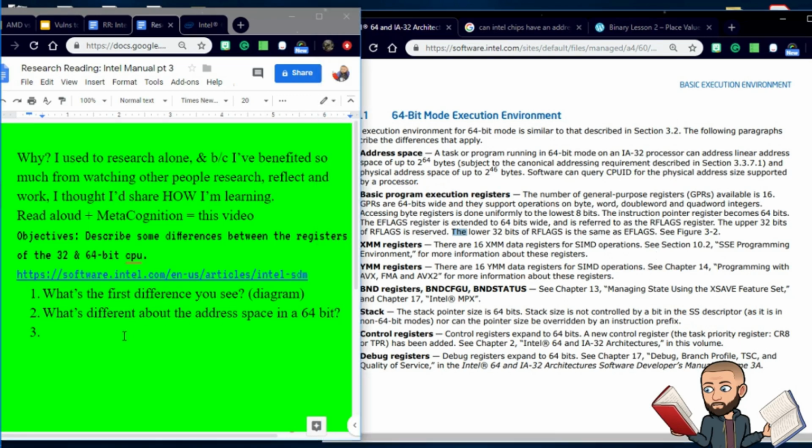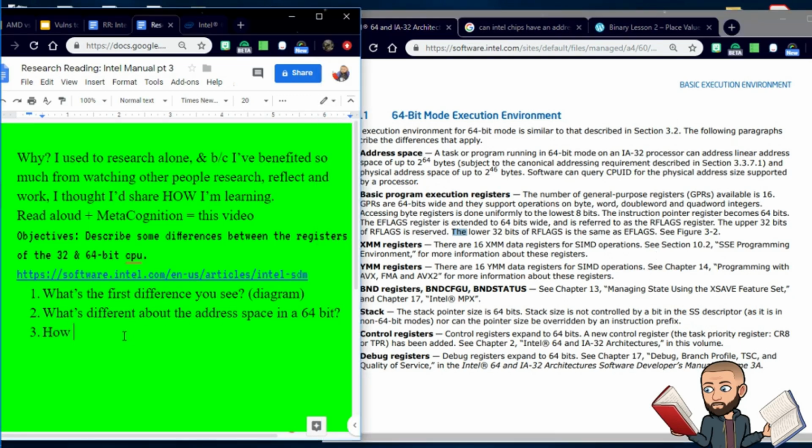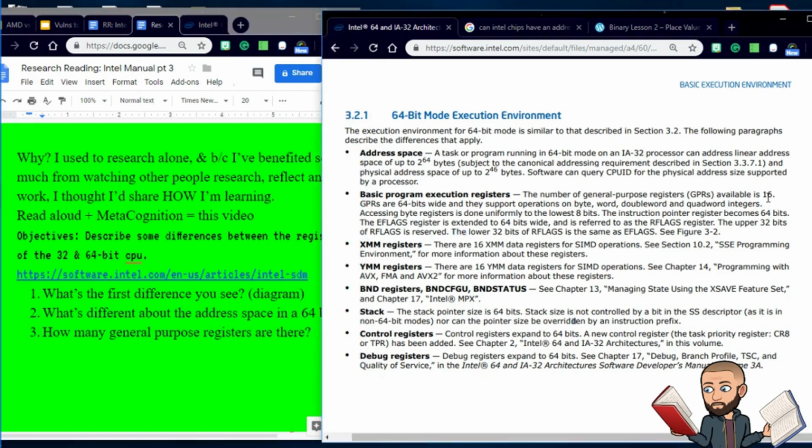So let's just keep it simple here with our questions. How many general purpose registers are there? The answer is 16 right here.